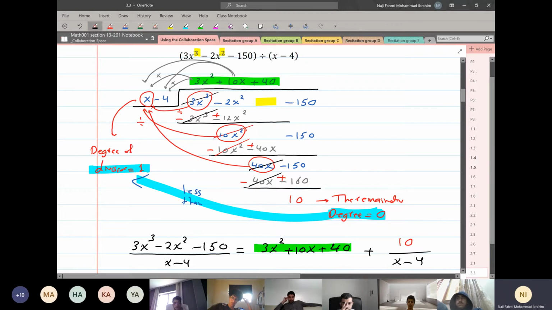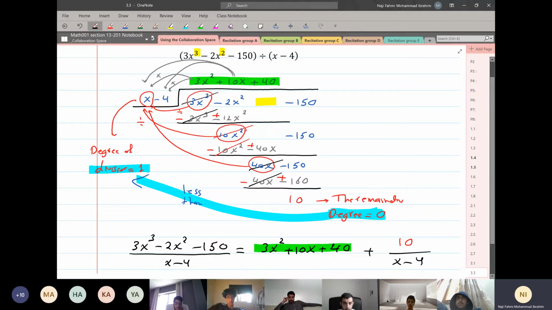If you have a question about the long division, raise your hand. Ahmed Abdel Khaliq. Yes, Doctor, why do we change the sign? Change the sign means subtract.